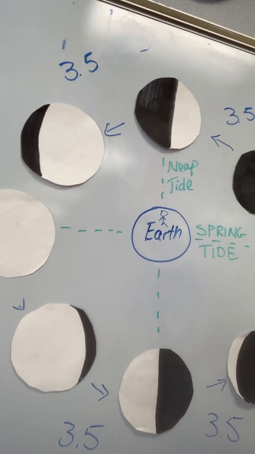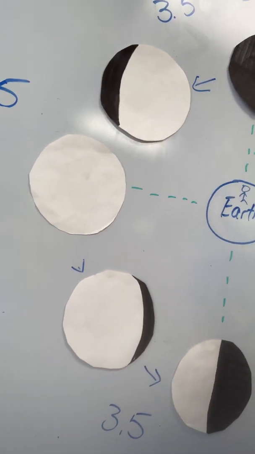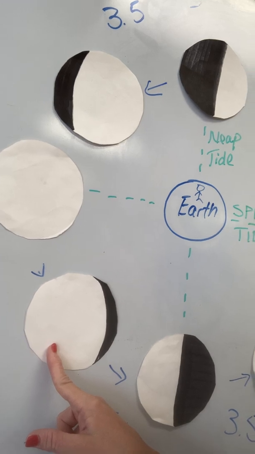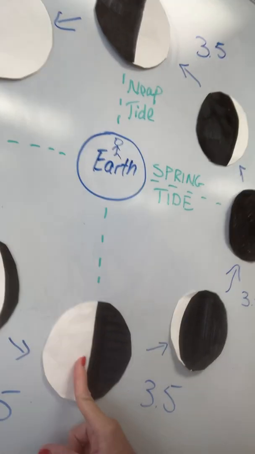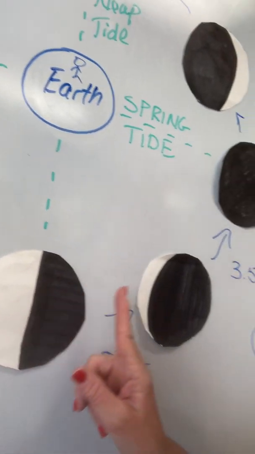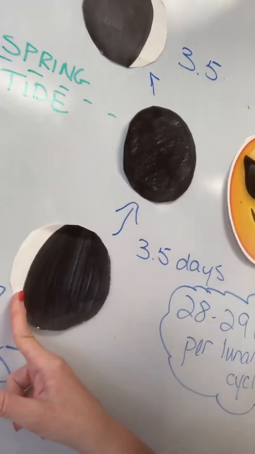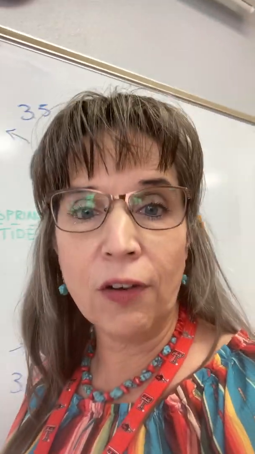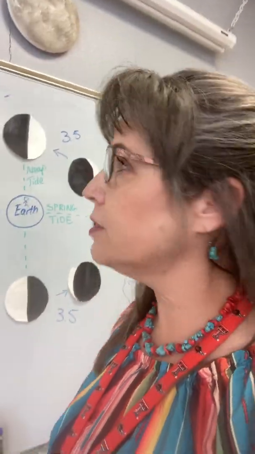Then you're gonna start waning off. You're gonna start waning to the left. That means that your white is going to be on the left-hand side. Then you have a third quarter, and then you have what's called a waning crescent, and then you start all over again. So remember, wax to the right, waning is to the left.